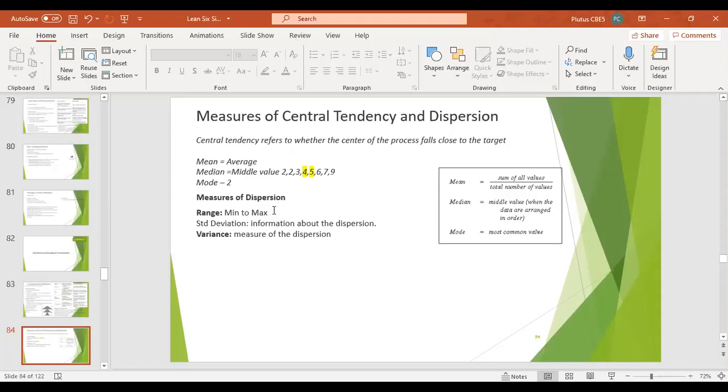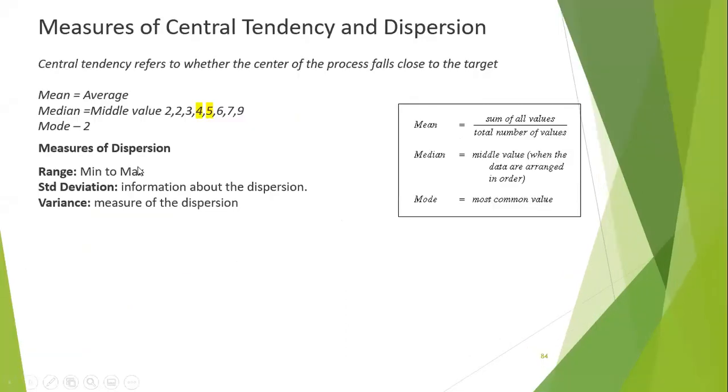The range is also one more important one. Range is nothing but the difference between your min and max. For example, here my min is 2 and max is 9. The difference between 2 and 9 is my range, that is 9 minus 2, so 7 is my range. And standard deviation, you know very well, right? Standard deviation is nothing but the difference between your mean and the particular data. That is your standard deviation.